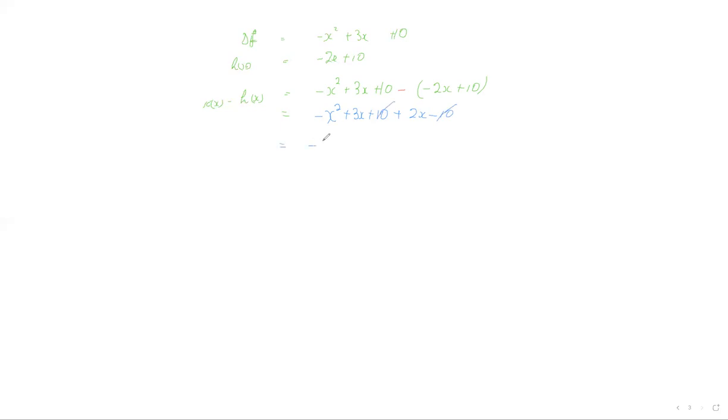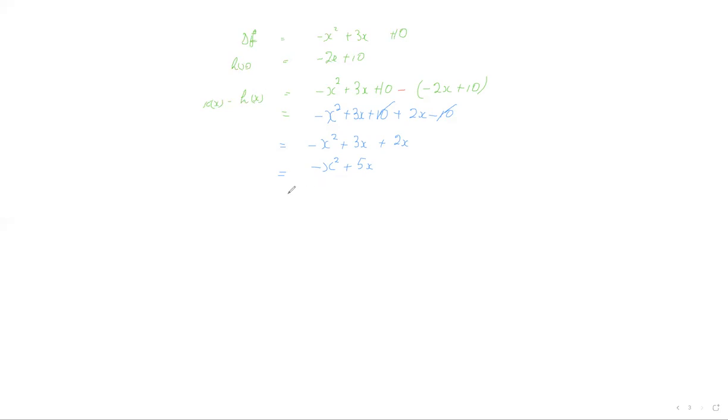That will drop with that. I remain with -x² + 3x + 2x. That is -x² + 5x. That is DF.